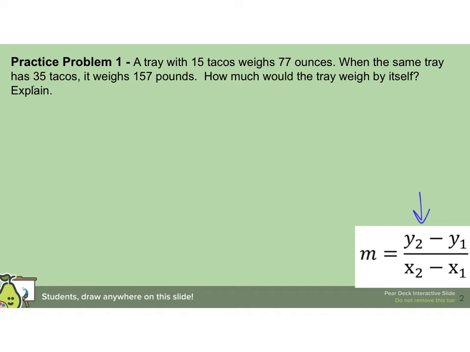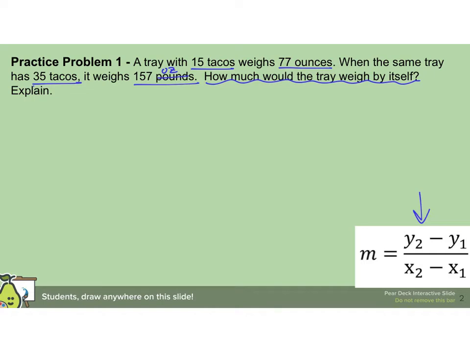We've got a tray. When there's 15 tacos, it weighs 77 ounces. The same tray with 35 tacos is 157, that should say ounces. And the question is, how much is the tray by itself? So with no tacos on it. So we're going to look at this in 3 steps, okay?